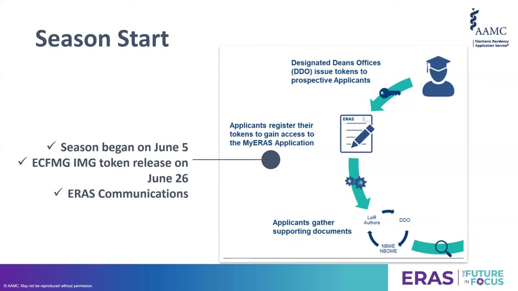So for those of you who are participating in this current 2025 application season, these dates are going to be relevant, and some of these, of course, have already passed. But for those of you who are anticipating the application season, you can generally expect a similar timeline. The season will begin in early June, at which point you're able to generate tokens from your dean's offices and use that as a key to start your application.